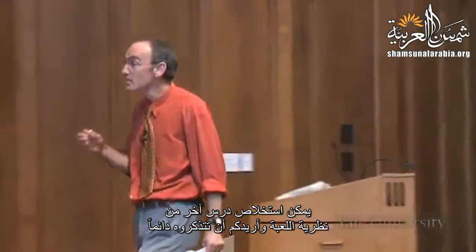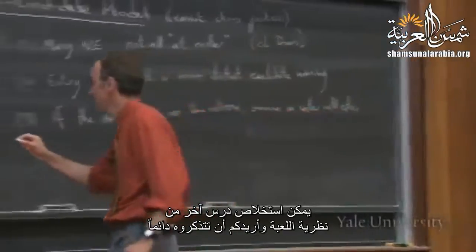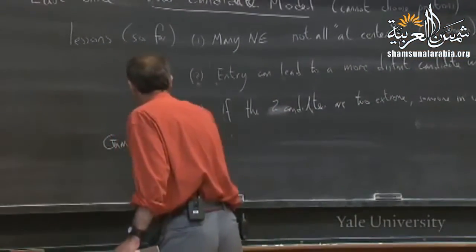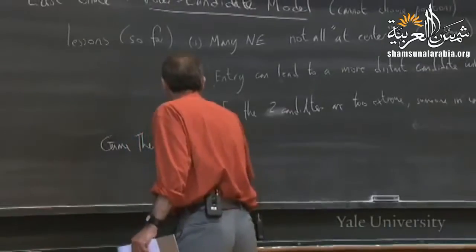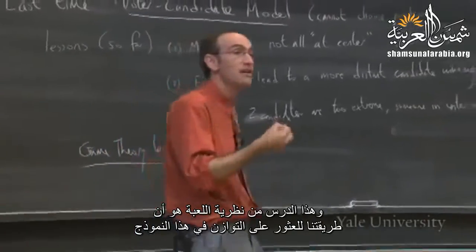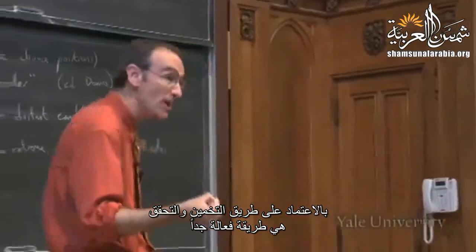Okay. There's also a game theory lesson that I want to just keep in mind here. And the game theory lesson is that our method of finding equilibrium in this model, which was what? It was guess and check, is actually pretty effective.